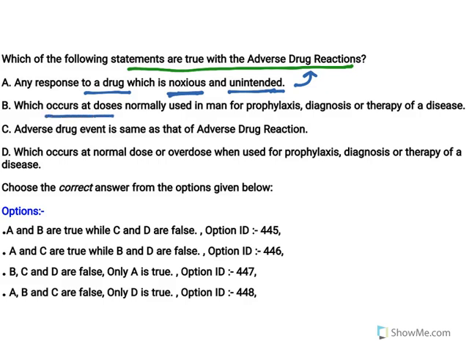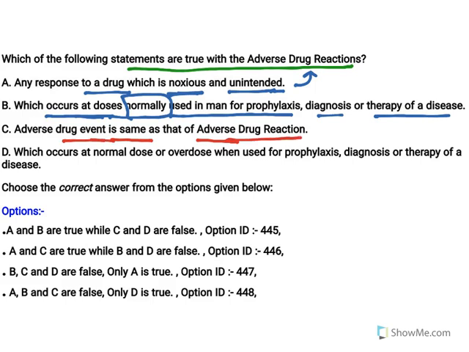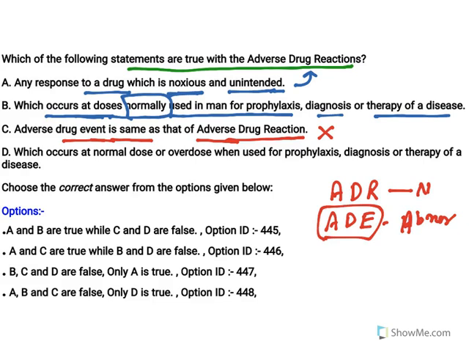Next one, which occurs at doses normally used in man for prophylaxis, diagnosis or therapy of a disease. See, adverse drug reactions usually occur at normal doses. That is what is called as adverse drug reactions. Now the next one, adverse drug reaction is same as adverse drug event. No, this is not true. Both of them are different. See, adverse drug reaction occurs in normal dose, whereas adverse drug event may occur in abnormal doses. When someone takes a medication for suicidal tendencies, that is considered as adverse drug event. It is not in normal doses. So this is not true.